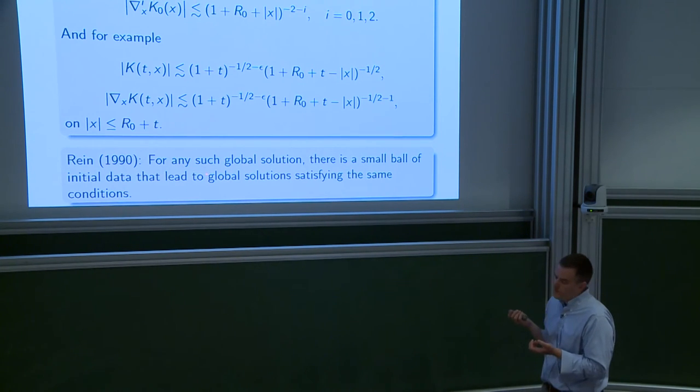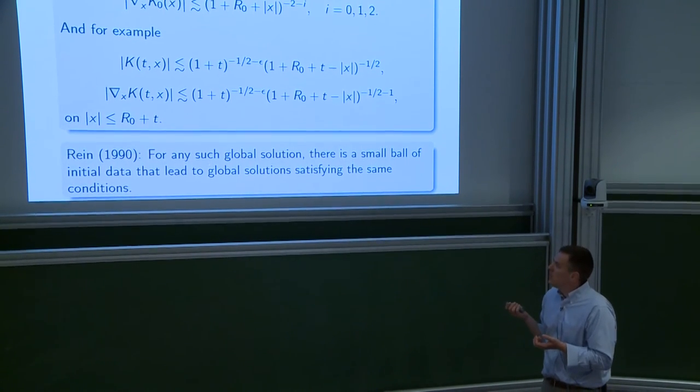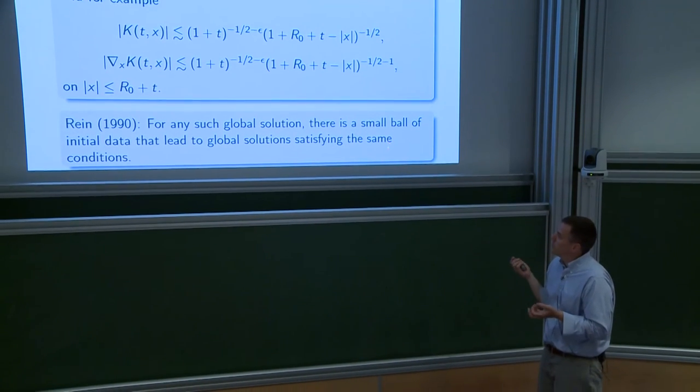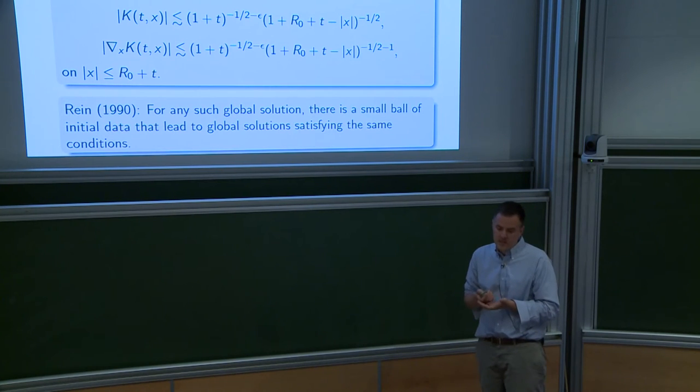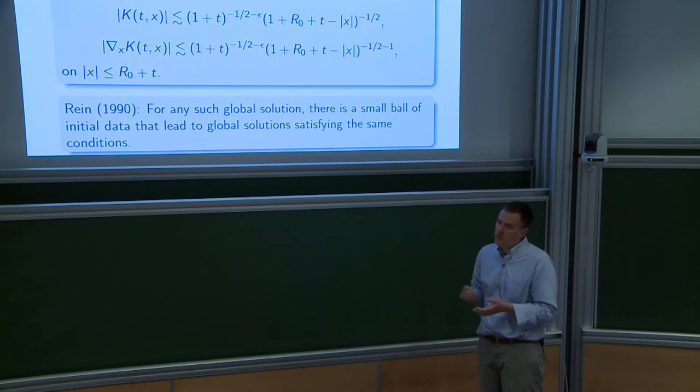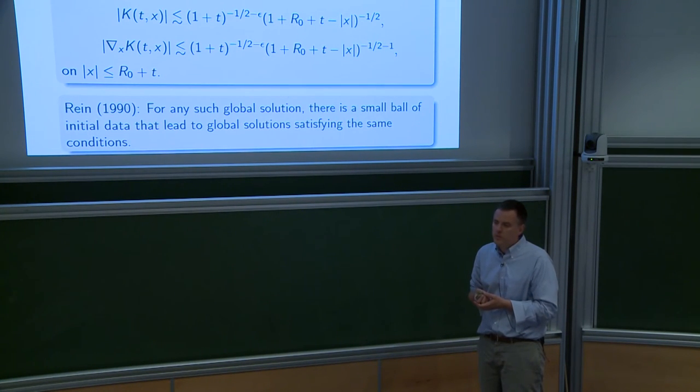So, Rein: for such a global solution, there's a small ball of initial data that leads to global solutions satisfying the same conditions. So given any global decaying solution, you have a ball of global solutions. So you have generic global solutions in this sense.